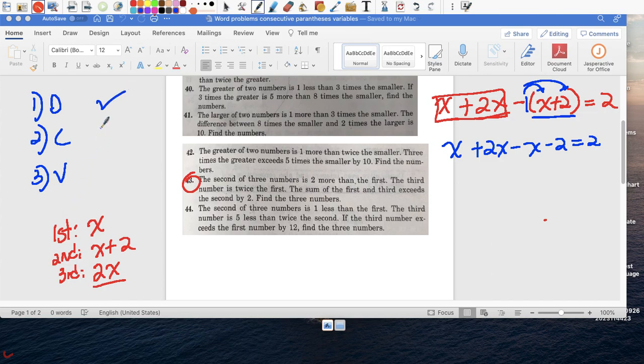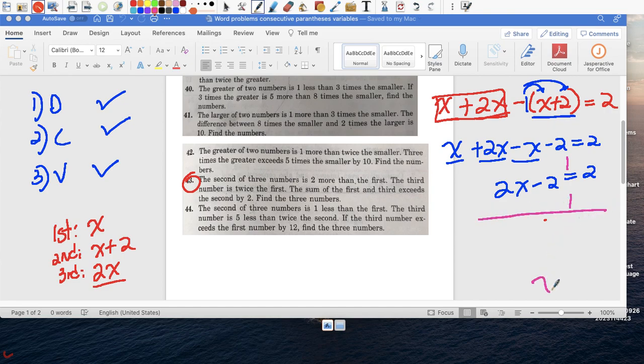Distributive, check. Combine like terms. I'm about to do that. There is combining. On the left side, x plus 2x is 3x. Minus x takes me back to 2x. And then minus 2 equals 2. Variables on both sides, let me check. No. Great. Now let's start isolating our variable.